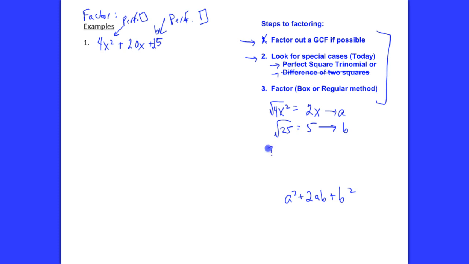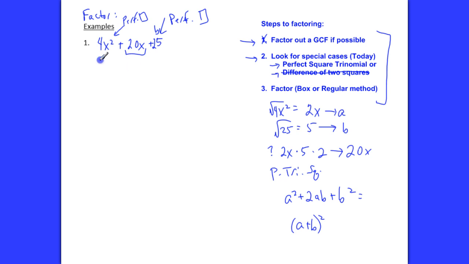So what I want to know is if I take a, which is 2x, times b, which is 5, times 2, will I get this middle term, 20x? 2 times 5 is 10. 10 times 2 is 20. It would be 20x. So this does match. So therefore I know that this is a perfect trinomial square. So since that's the case, I can factor this in this pattern. a squared plus 2ab plus b squared equals a plus b, the quantity squared.